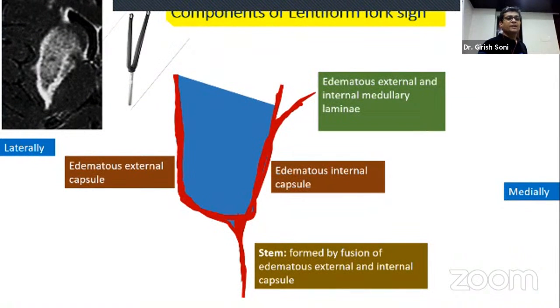So what are the components of lentiform fork sign? You can easily see hyperintensity in the lentiform nucleus, along with more hyperintense areas along the border of the lentiform nucleus. So laterally, external capsule; medially, internal capsule; the junction of external and internal capsule is edematous, and there is one more fork along the internal capsule also. So it represents medullary lamina. So these are the components of lentiform fork.